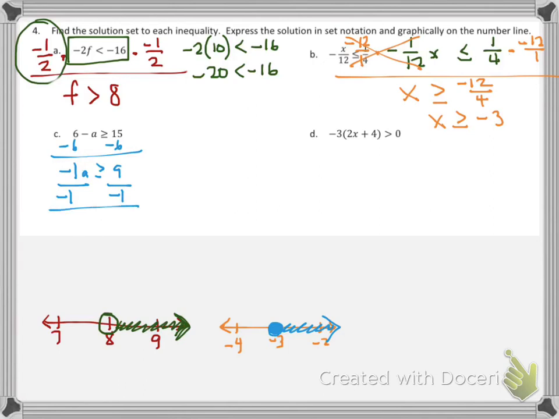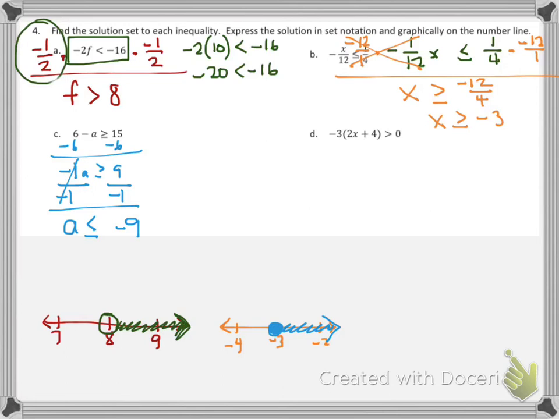Balance the equation by dividing by a negative 1. And that gives me the negative 1's cancel out. I get a. And on the right side, 9 divided by negative 1 is a negative 9. But what is my inequality symbol? Well, since I divided by a negative number, I have to flip my inequality symbol. A is less than or equal to negative 9.